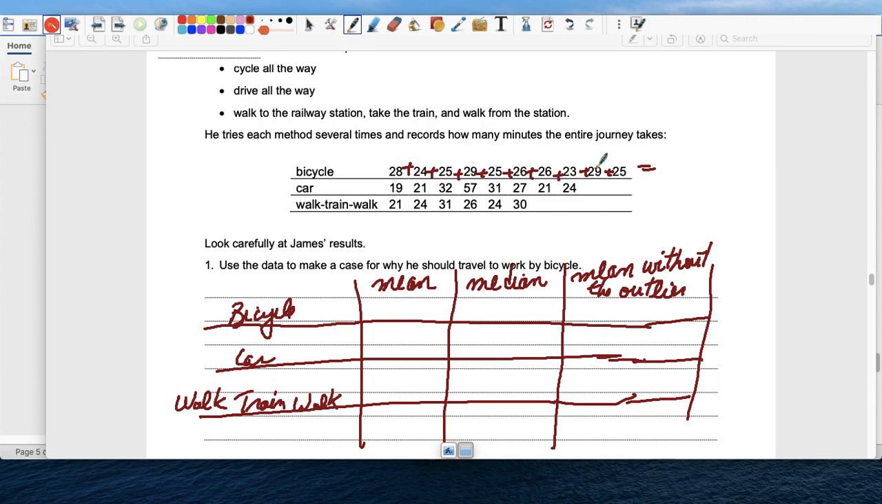28 plus 24 plus 25 plus 29 plus 25 plus 26 plus 26 plus 23 plus 29 plus 25. Enter. We get 260. And then we got 260 divided by 10 equals 26. So the mean for bicycle is 26.